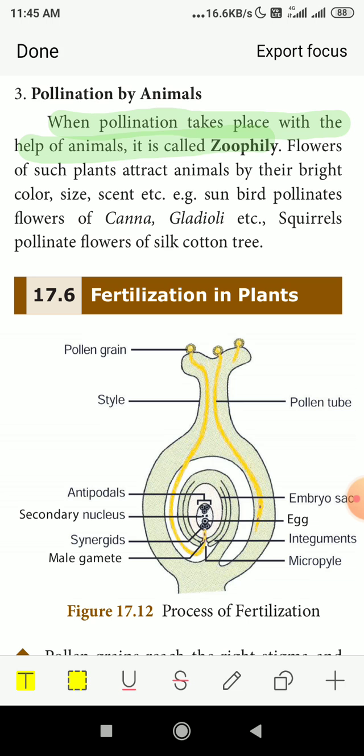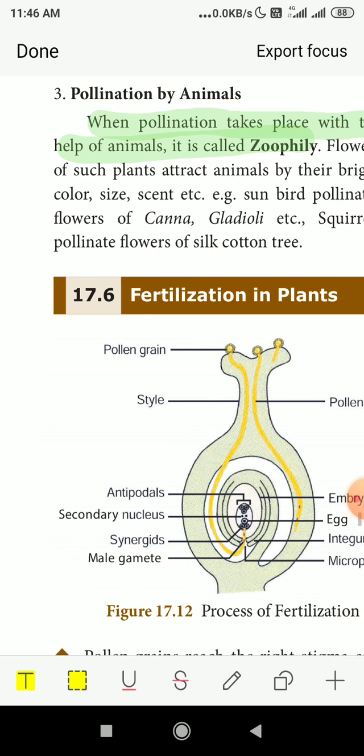Example: sunbirds pollinate flowers of canna, gladioli, etc. Squirrels pollinate flowers of silk cotton. So silk cotton flowers are pollinated by squirrels. So these are the different methods. We went through the different types of pollination and the pollinating agents.